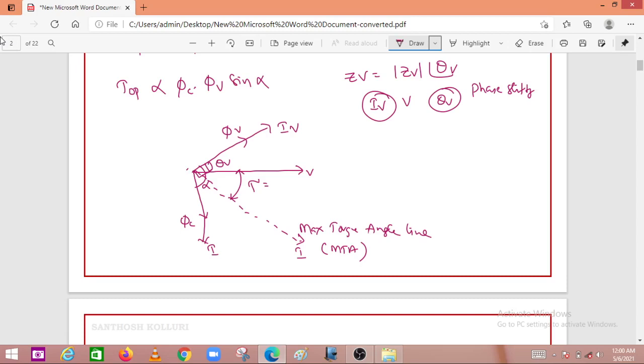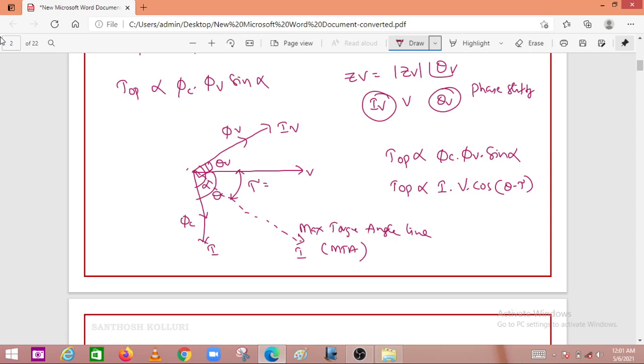So from this figure, the operating torque is equal to phi C into phi V into sine alpha, or in the other case the operating torque can be calculated as I into V into cos of theta minus tau. This is a theta, this is a theta, and this is a tau. This is theta V with respect to IV and V, and theta is with respect to V and I, the power factor angle. Theta minus tau.